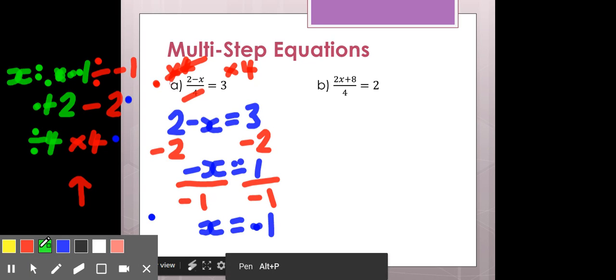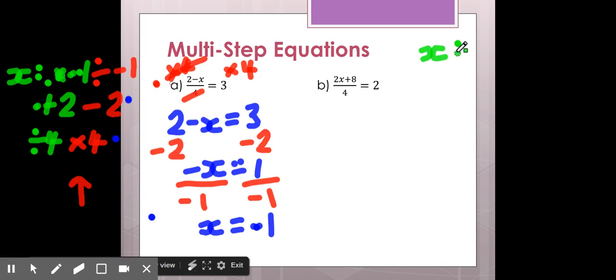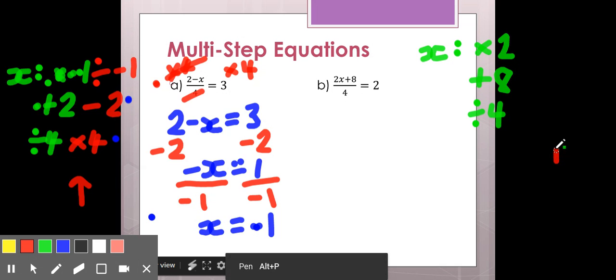In our next problem, we have 2x plus 8 over 4 equals 2. So x is our variable. What is happening to it? Well, it's being times by 2. We're adding 8, and then we're dividing by 4. So let's do those things in reverse.